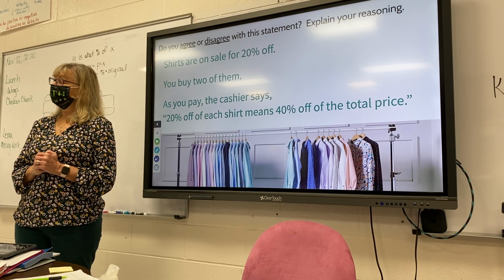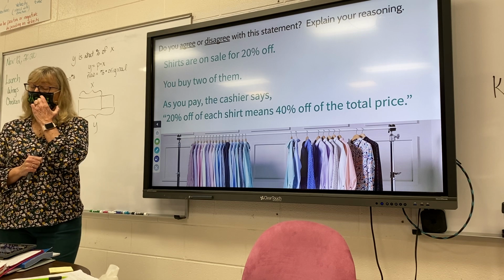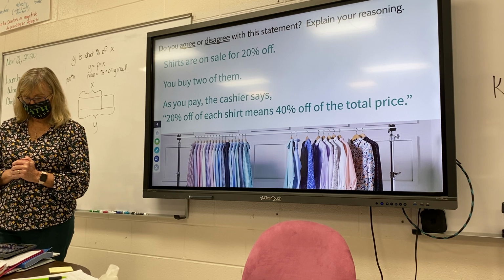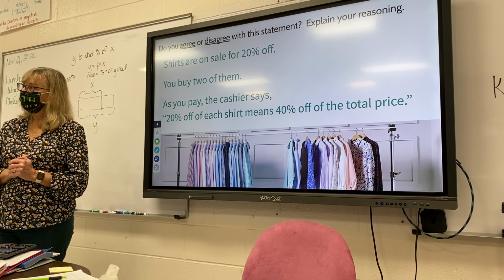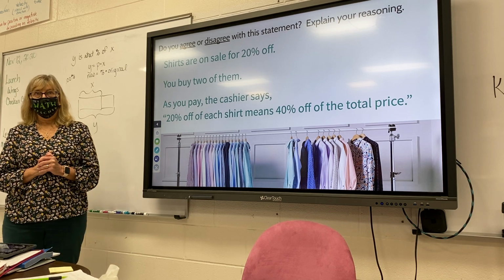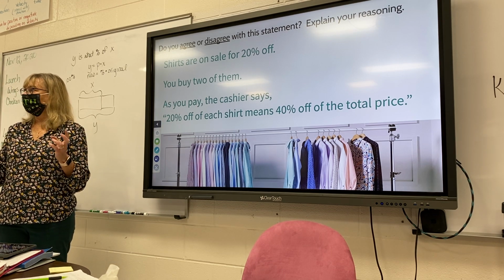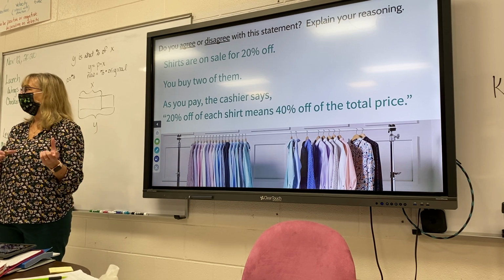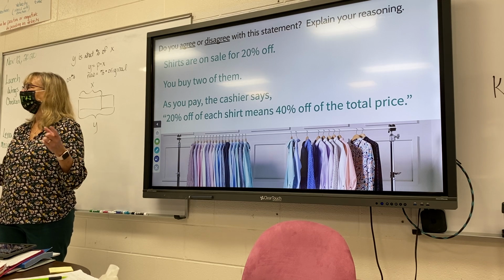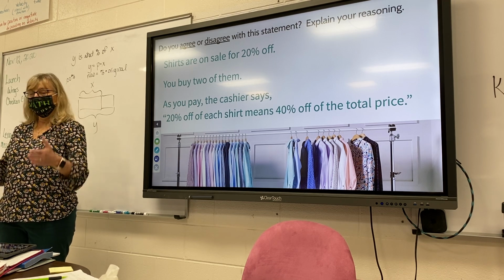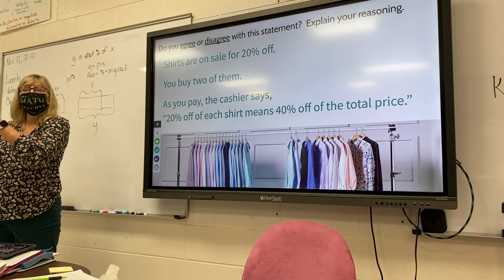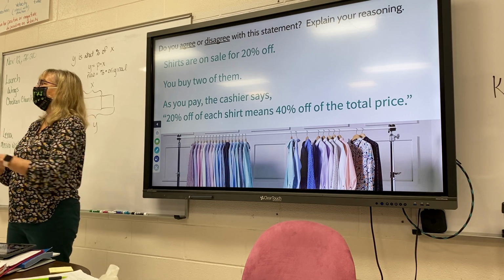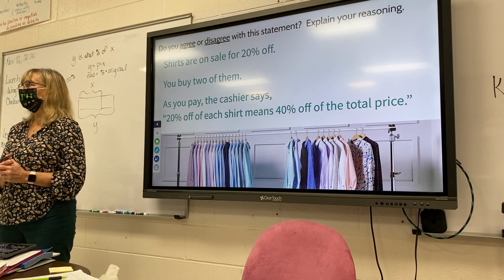No. Why not? Because, well, if they're $100 shirts, 20% would be different if you added them both together, 200 and then 40%. Okay. So when they're saying 20% off of, it's important that it's off of what? It's off of the cost of each shirt. It means it's 20% off of that original cost and 20% off of that original cost. Okay?